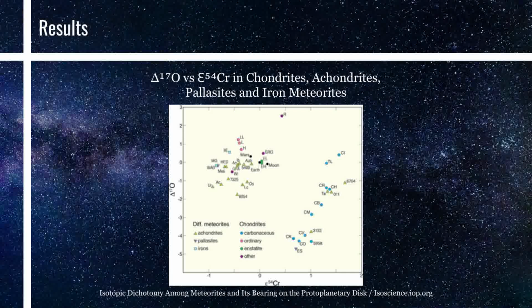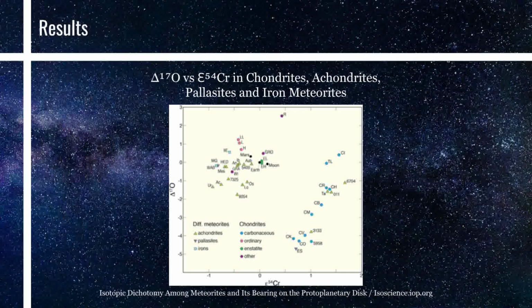From this graph, we can conclude that carbonaceous chondrites are isotopically distinct from other chondrites, and the majority of differentiated meteorites are isotopically similar to non-carbonaceous chondrites. One factor that could explain this difference is the groups of meteorites forming at different places on the protoplanetary disk.